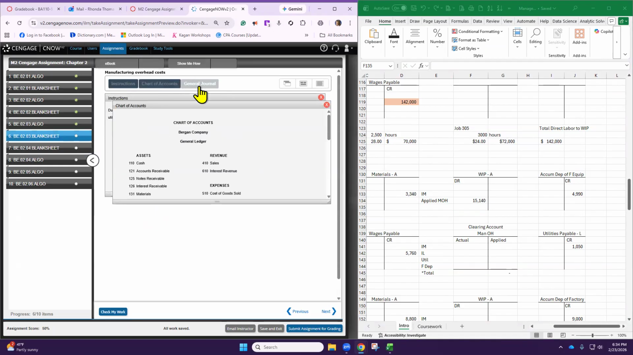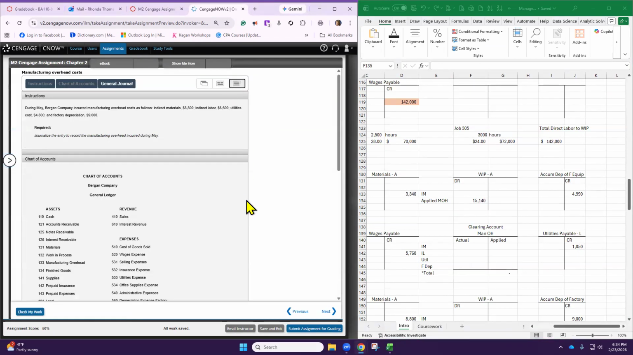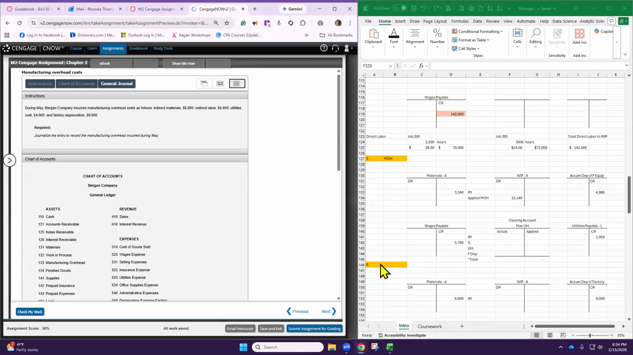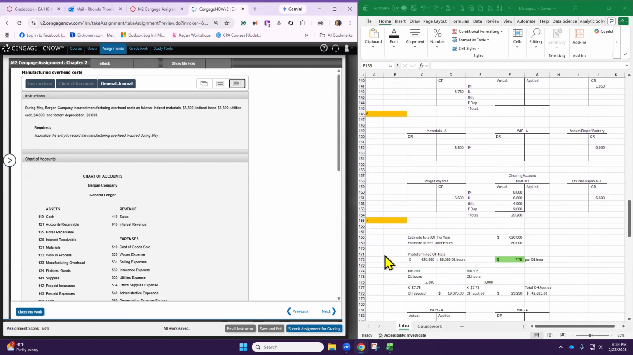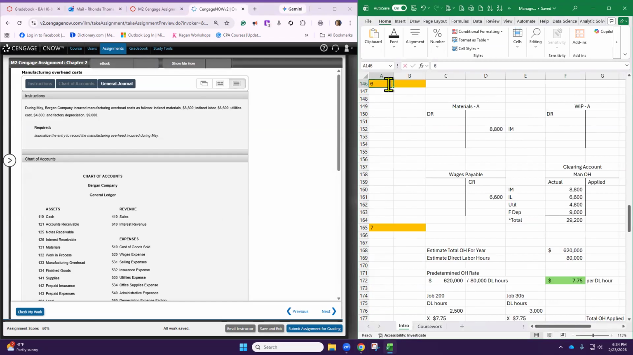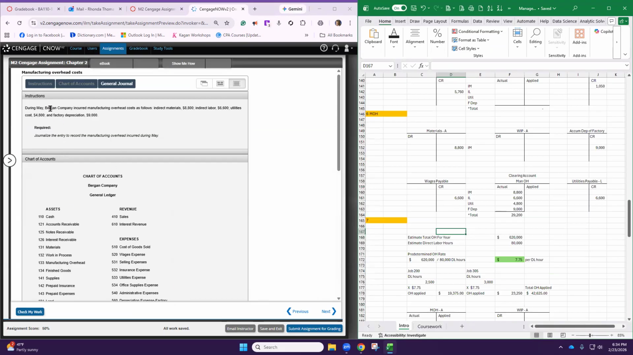Okay, we're going to do something similar. Manufacturing overhead costs. Okay, so same kind of deal. Whoops. Okay, and this is going to be here. Number 6. Number 6, manufacturing overhead. Okay, so this one says, during May, Bergen Company incurred manufacturing overhead costs as follows. So we're going to make all of these come out of the accounts, right?